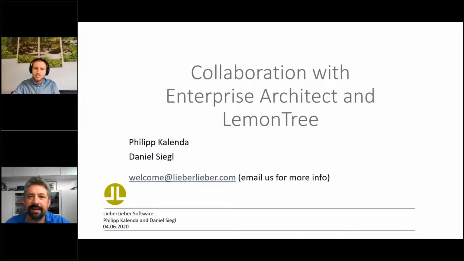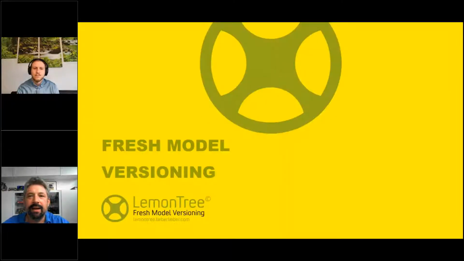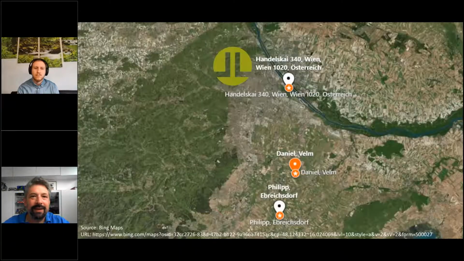Welcome, everybody. My name is Daniel Siegel, and together I will present with Philip Kalenda. We chose to do it, the two of us, so you have a real impression of how it works in the real world to collaborate with Enterprise Architect and LemonTree. LemonTree, maybe you have seen our colors. It's this bright yellow lemon symbol. Currently, our office is in Vienna, but Philip and I are spread out on the countryside, just south of Vienna, and we are doing this session today from our home offices.